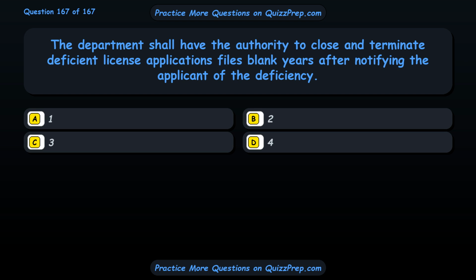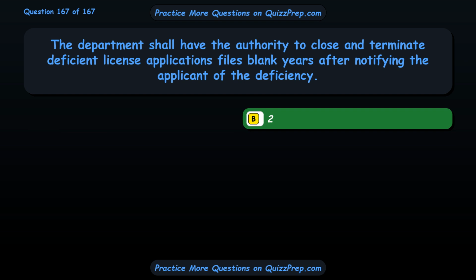Question 167. The department shall have the authority to close and terminate deficient license application files blank years after notifying the applicant of the deficiency. Option A 1, Option B 2, Option C 3, Option D 4. The correct answer is option B, 2. 2 years.